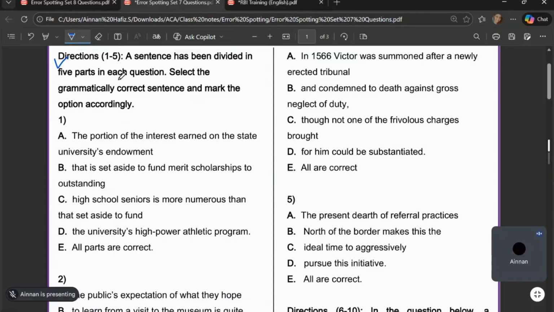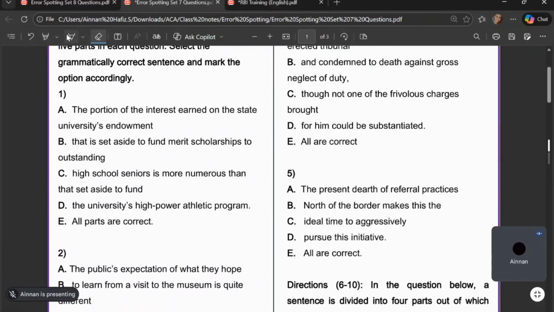So please read the directions thoroughly, because sometimes they have divided the entire question into four sentences, right? Sometimes I'll ask you to eliminate one sentence out and solve the next four. They have different methods of asking questions. So please read the directions thoroughly once. Here it says, a sentence has been divided in five parts. Select the grammatically correct sentence and mark the option accordingly. So either the error is in A or B or C or D, or all the parts are correct. Please take your time and try answering it.